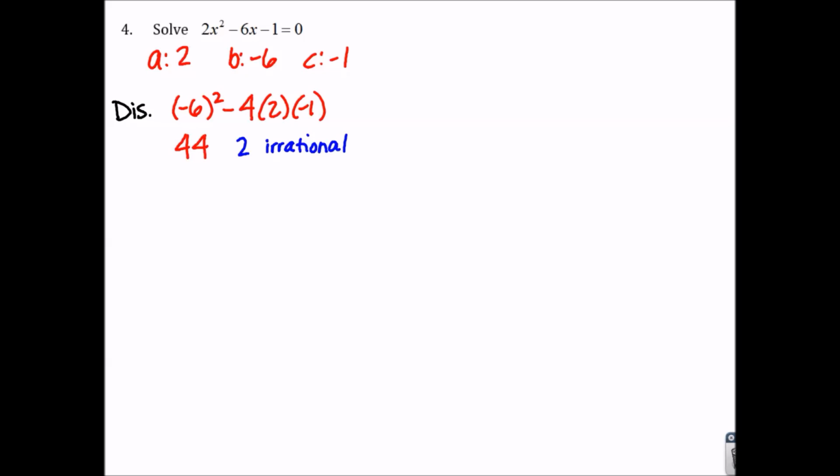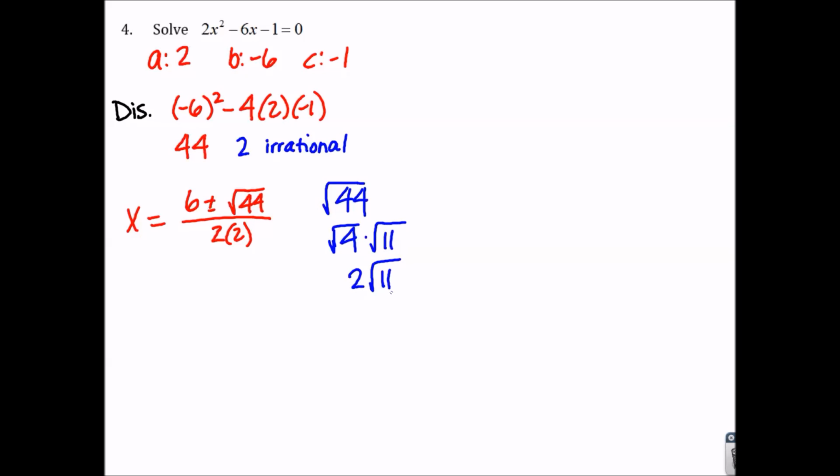So if we go ahead and fill this in with the rest of the quadratic formula, we get x equals 6 plus or minus square root of 44 over 2a, so 2 times 2. Now, square root of 44. 44 is 4 times 11, and 4 is a perfect square, so I can rewrite this as the square root of 4 times square root of 11. Square root of 4 is just 2. Square root of 11 can't be simplified. So square root of 44 simplifies to 2 square root of 11.